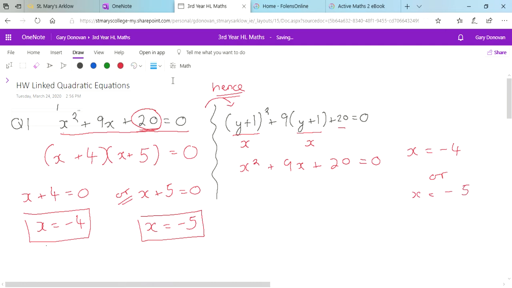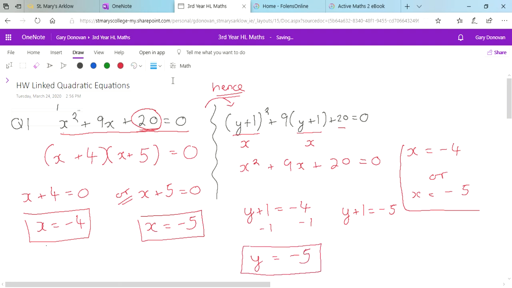So therefore we can say that y plus 1 equals minus 4, or y plus 1 equals minus 5. If y plus 1 equals minus 4, take away 1 from both sides, and y equals minus 5. If y plus 1 equals minus 5, take away 1 from both sides, and it gives us y equals minus 6. So that's your answer for the first one: y equals minus 5 and y equals minus 6.